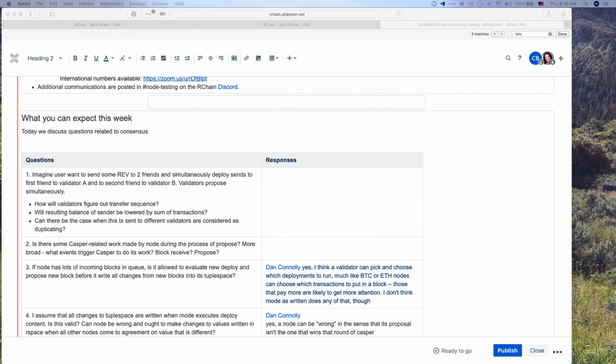How does the end user interact with the safety oracle? When they call VDAG, or any call that calls last finalized block. The safety oracle returns a fault tolerance, and if that fault tolerance level is greater than the threshold, then that block is finalized. Yeah, I got it.